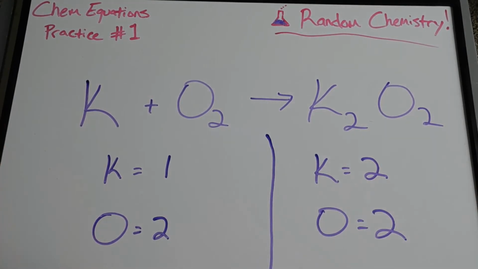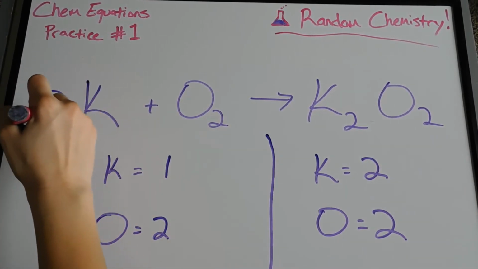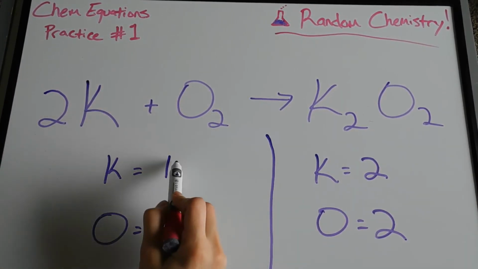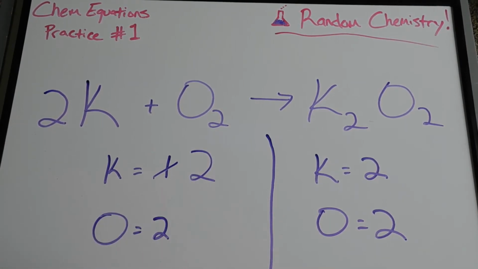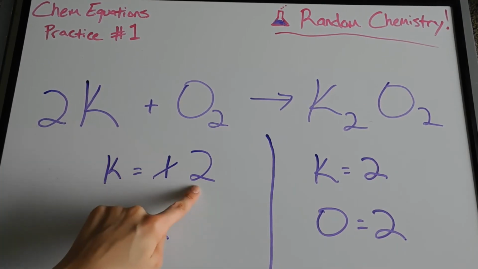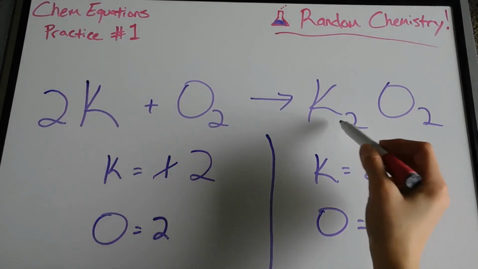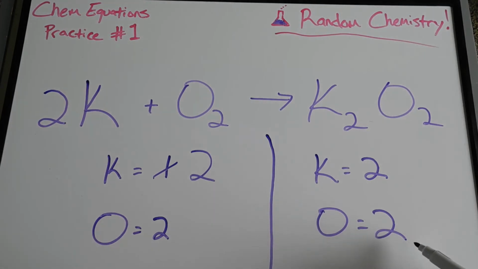What we can do to balance them is put a coefficient of 2 in front of potassium. So 2 times 1 is 2. And remember, no matter how simple your problem is, always go back and check. 2 times 1 is 2, 2 oxygen, 2 potassium, 2 oxygen. This chemical equation is balanced.